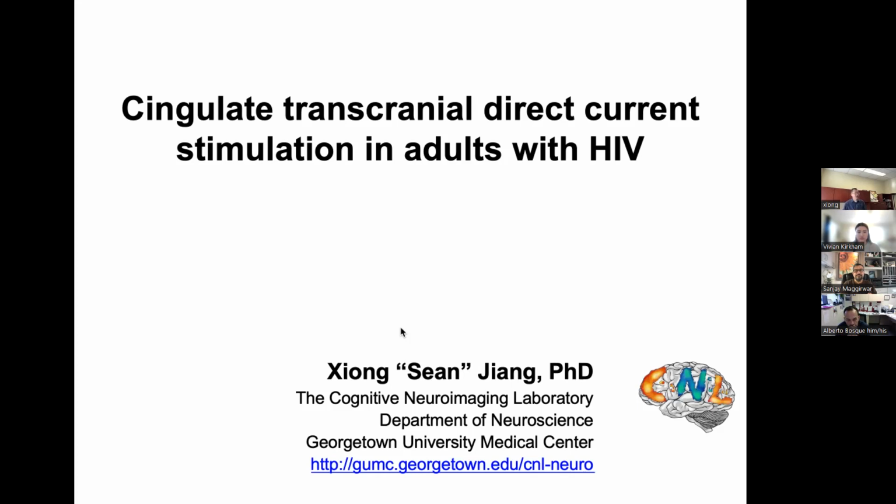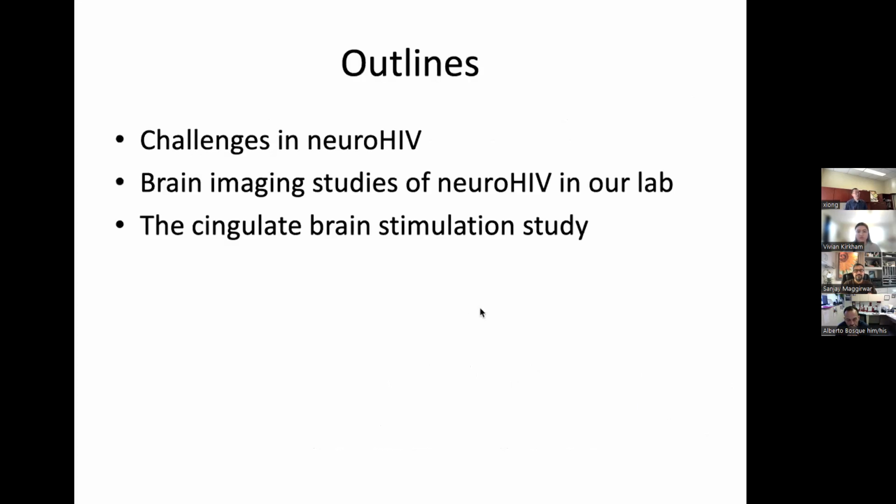Of course, before I talk about the study, I'll give a little bit of background. I'm going to first briefly talk about the challenges we have in neuro HIV in general, and also discuss some of our brain imaging studies of neuro HIV in our lab at Georgetown University. Then we'll talk about the study we recently published using tDCS applied to the cingulate cortex to improve brain function in people with HIV disease.